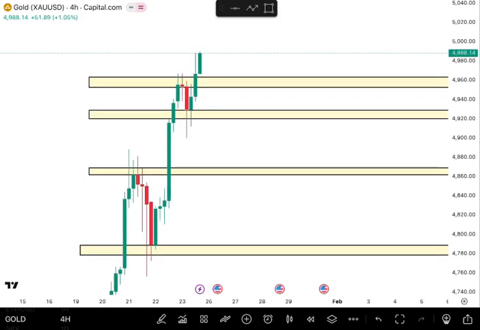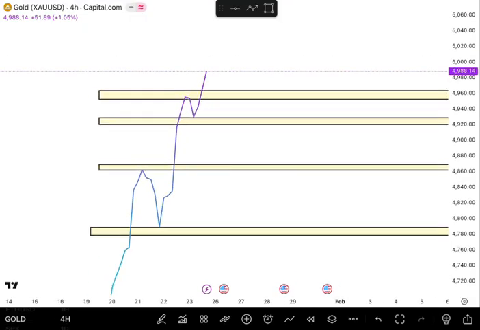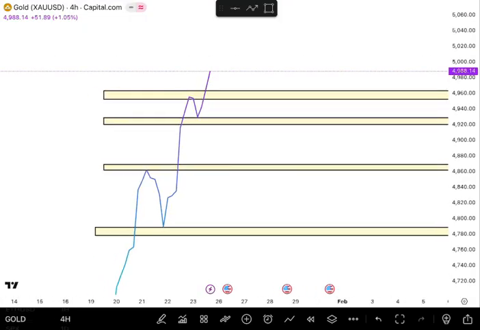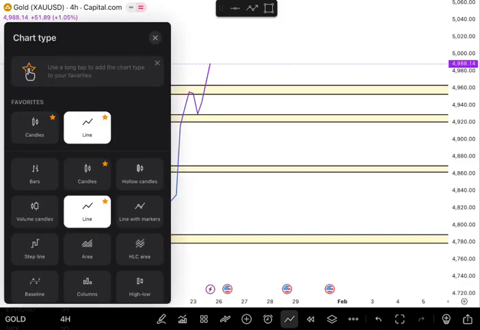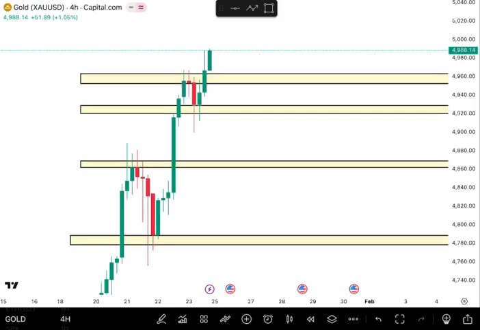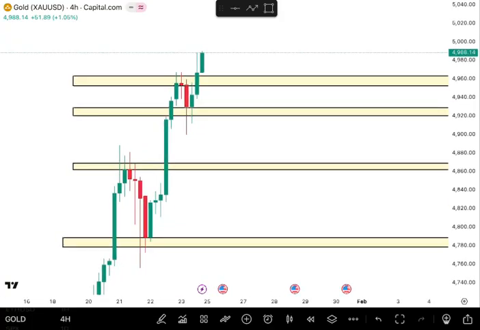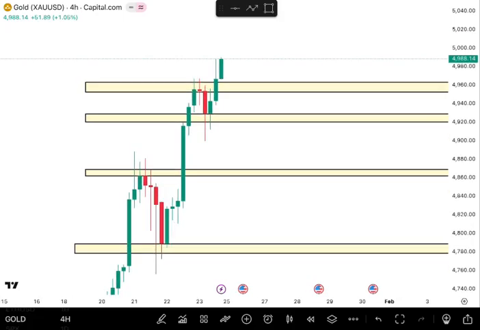If you want to see the SNR clearly, just open a line chart. Just mark the nearest resistance or support level or the breakout zone. So this is how I know the direction. This is how I mark my zone every day. It's simple, just using the SNR technique only.